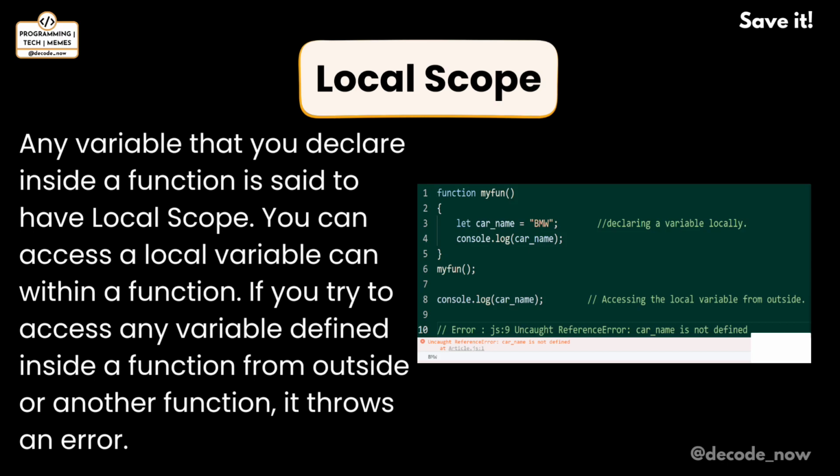Following the function call, there is another line of code, console.log car_name. This line is outside the function scope and tries to access the variable car_name. However, since car_name was declared inside the function, it is not accessible outside of it. Therefore, when the program tries to print car_name outside the function, an error will occur indicating that car_name is not defined.